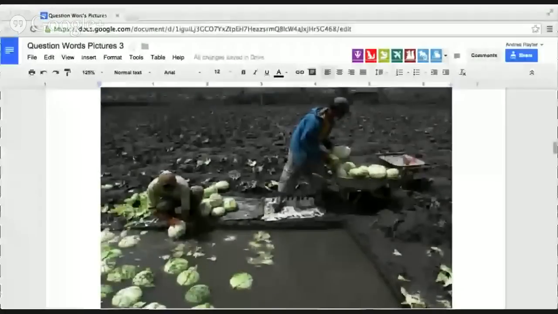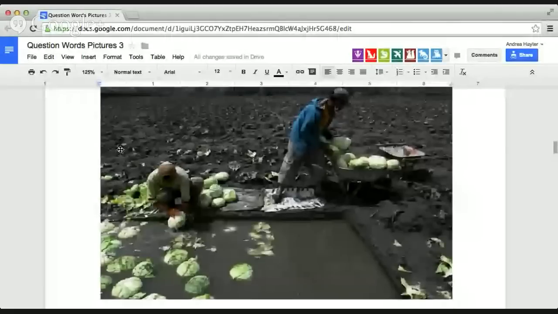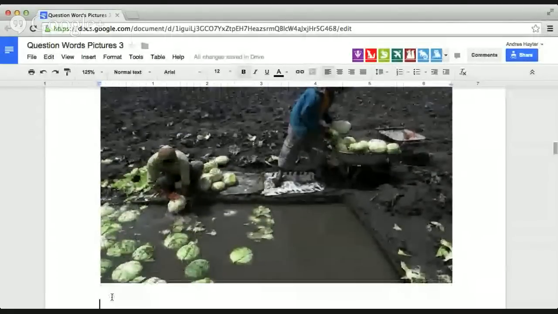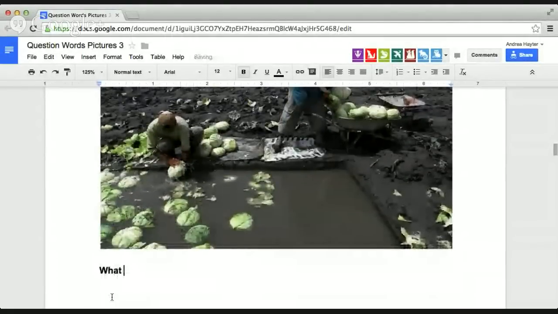First question that came to my mind is what they are doing. Okay. So you said what they are doing? But we need to have what first. Then we need a verb after that. So you have to switch two words.